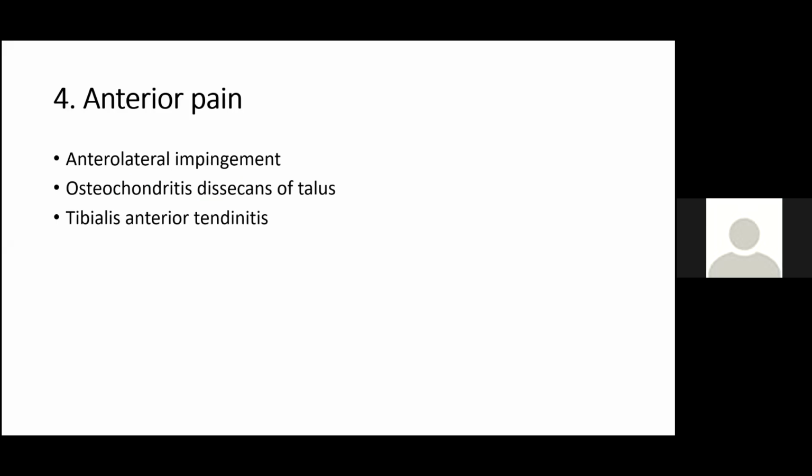These are rare entities, but if you have an anterior pain in a young patient who does not tell you with the diagnosis of ankle arthritis, think of osteochondritis dissecans of the talus. There will be effusion, there will be limited range of motion, there will be severe pain. The patient needs an MRI to detect the osteochondritis dissecans of the talus.